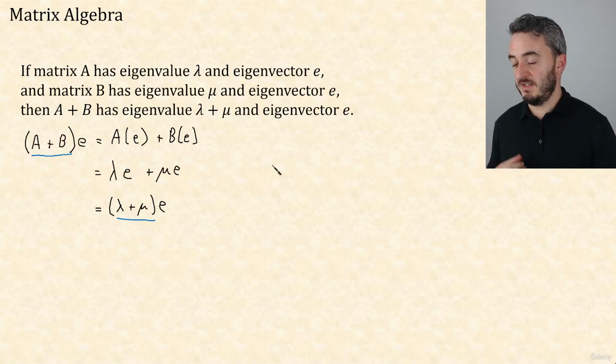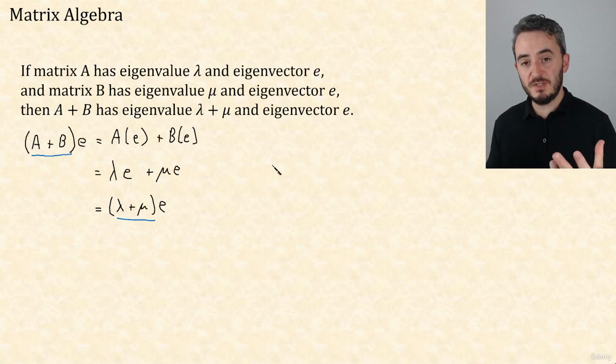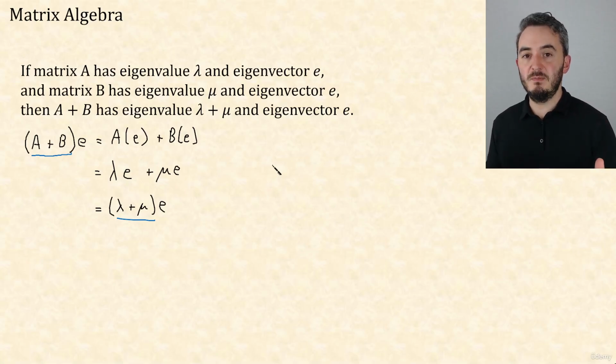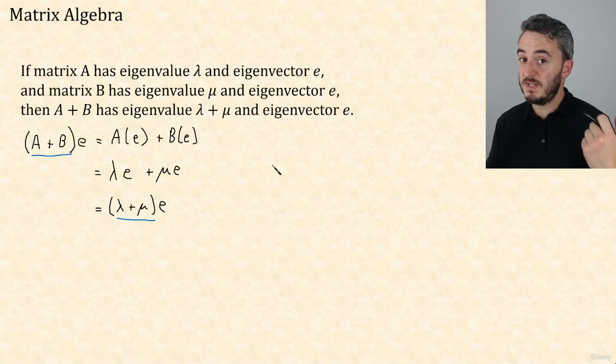So what does this mean in practice? It's super simple. It means if you have two matrices that have the same eigenvector, then when you add them together, they'll still have the same eigenvector, but your new eigenvalue is just the old eigenvalues added together.